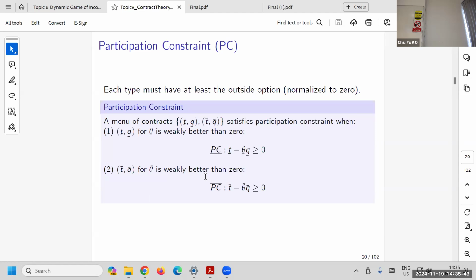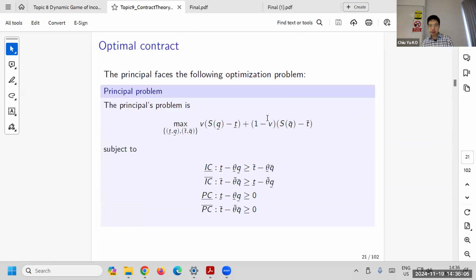Within the firm, the principal and agent may have a zero outside option, but the outside option is also determined by the whole market. So it's possible that it may not be zero. You have to be very careful, and that part can be endogenous, but this is beyond the scope of today.